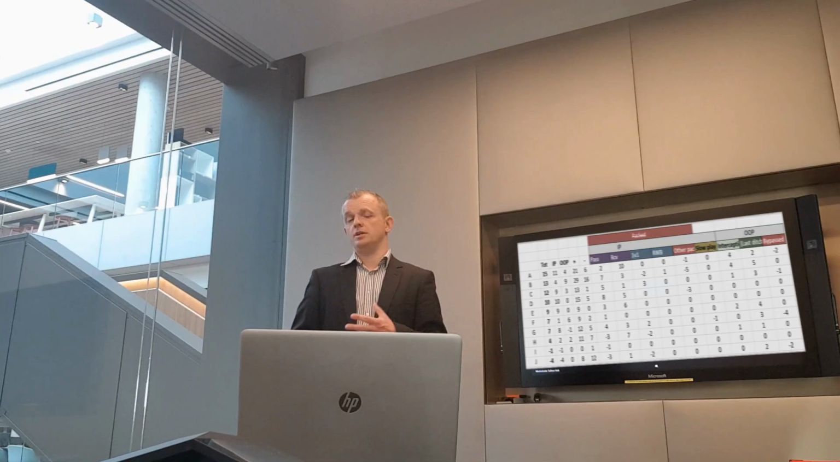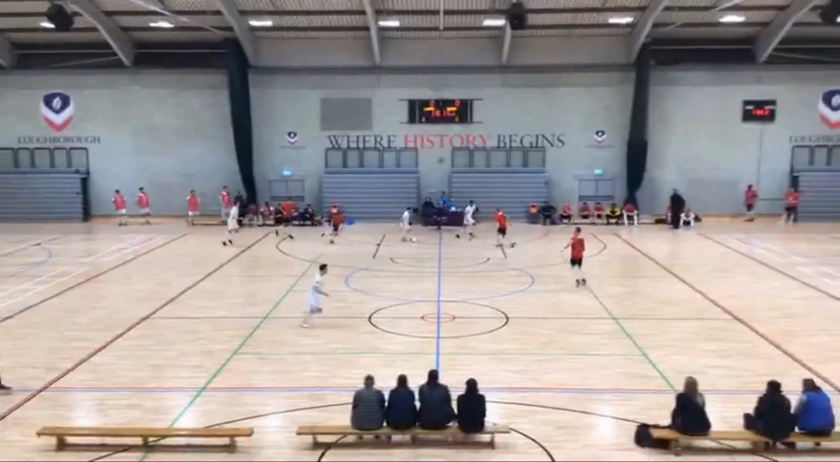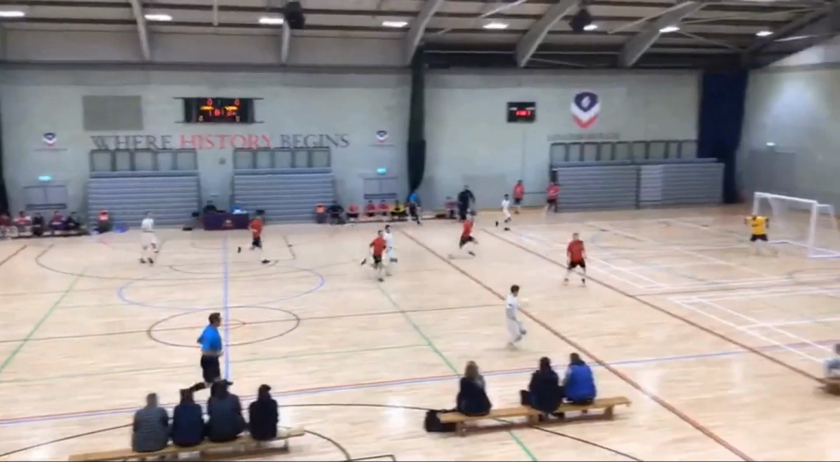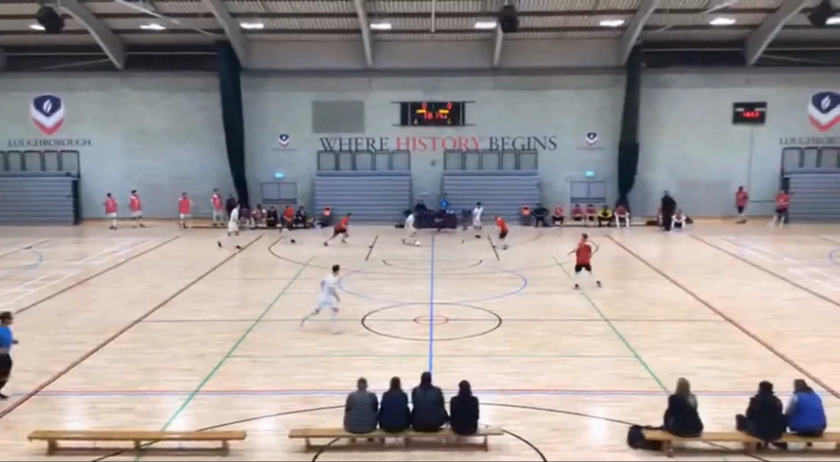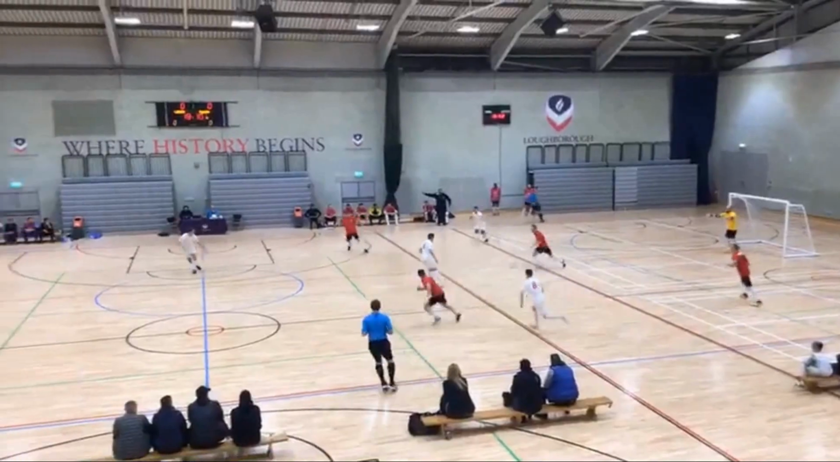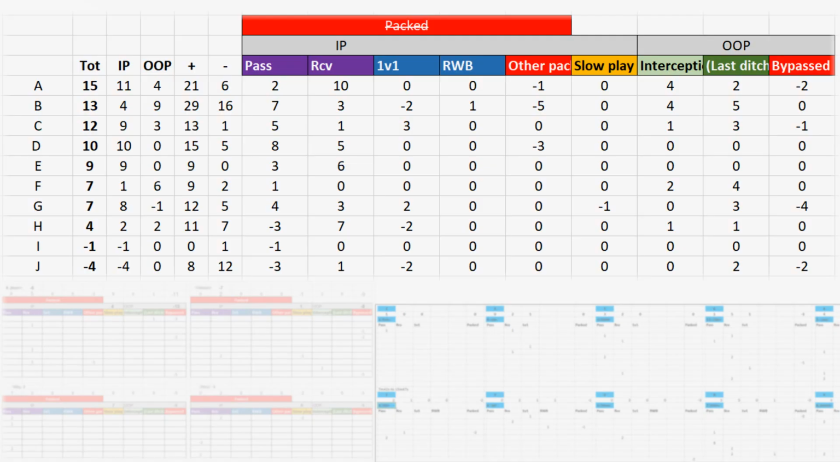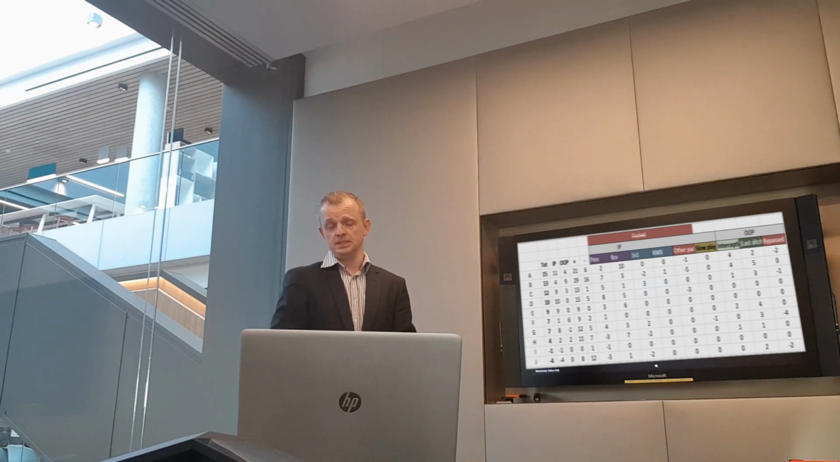The flip side of the coin is out of possession. So first column, and that one is interceptions. Hopefully that's self-explanatory. Certain players tend to read the game well out of possession and do well here. Van Albael was one example for Birmingham. The last ditch column is goalkeepers can get good figures in this column.